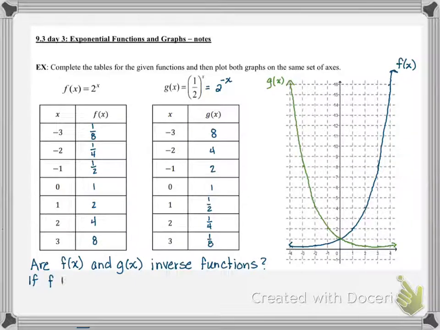Plug the output of one into the input of the other, and they give you equivalent values. Compositions. So if you take the composition, what do you get? x.